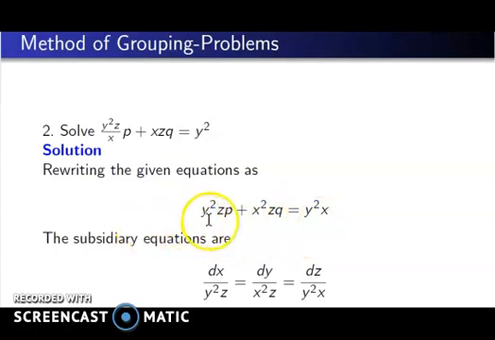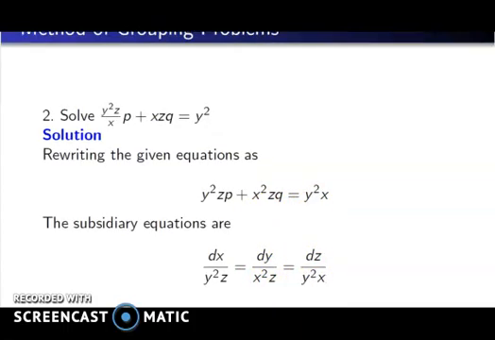Now comparing this equation with p plus q is equal to r, we can write the subsidiary equations are dx divided by p is equal to dy by q is equal to dz by r. So that becomes dx divided by y square z, dy divided by x square z, dz divided by y square x.